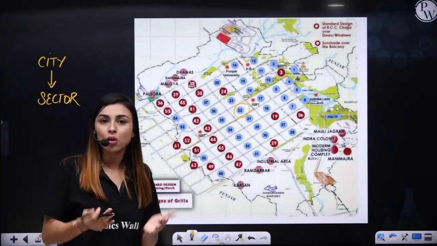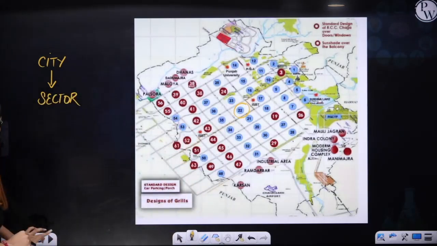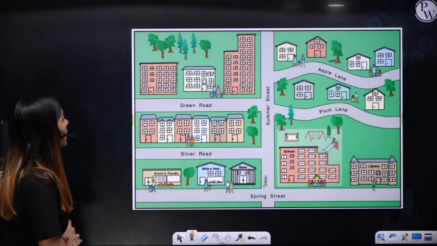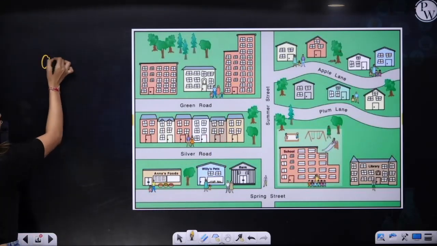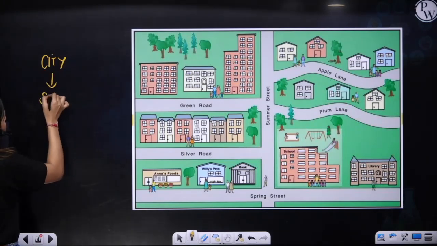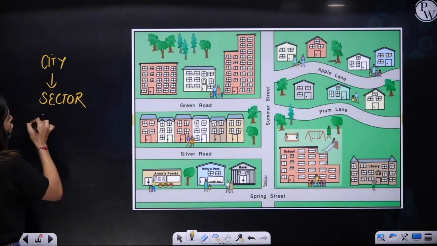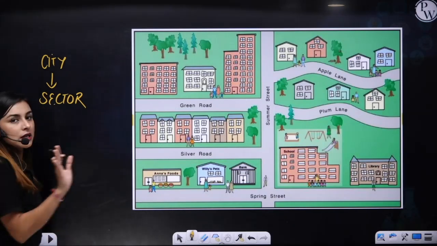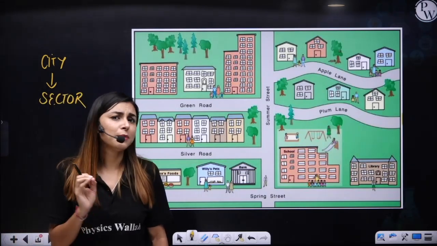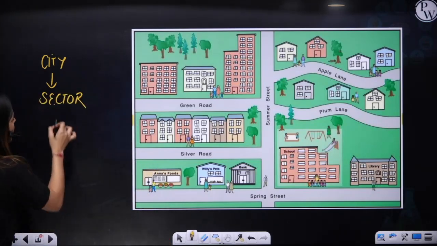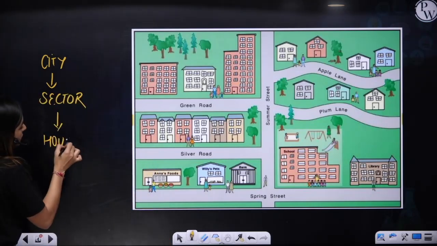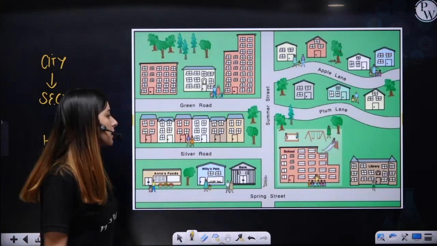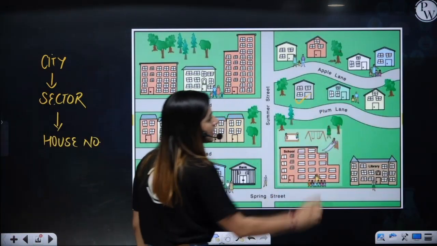Can I meet my friend now? No. Still, what will be there? There will be a lot of houses, right? So let's say we went to a city and then we went to a sector, and now this sector will also have a lot of houses. I want one particular house number which will be of my particular friend. So, let us say now we will need a house number. You will choose one house number, whichever house is your friend's. So, let's say you've reached your friend's house here.